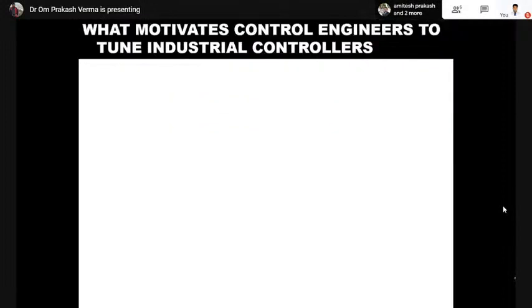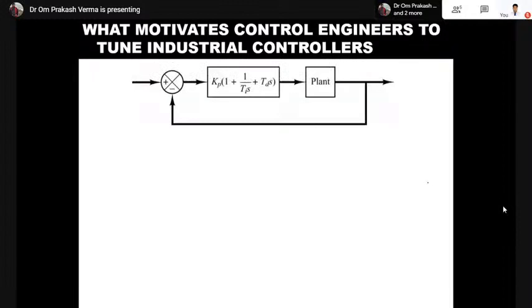Okay. So now, what motivates the control engineers to tune industrial controllers? So again, I am telling you, this type of topic is not generally covered in your class, but more recently, from 2013 or 2014, it is found that in electrical engineering and electronics engineering, such a problem is now asked. Okay, for the tuning of the PID control in the GATE examination. So what is the motivation for the tuning?